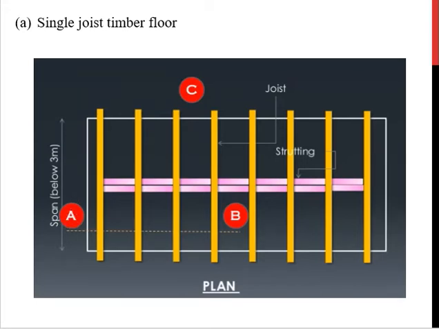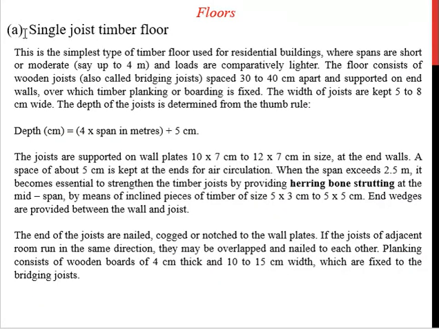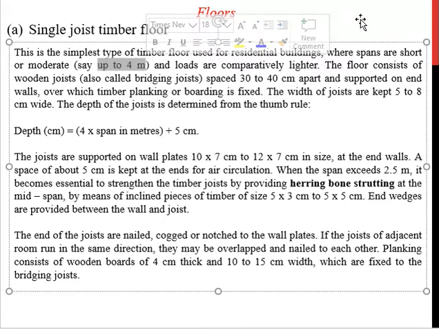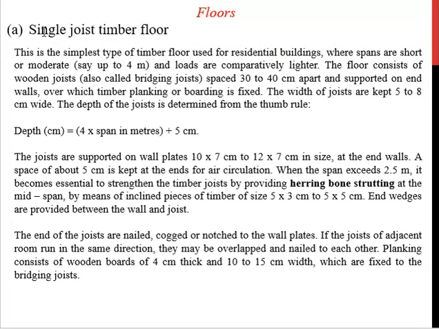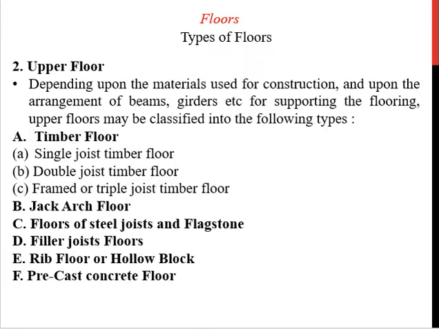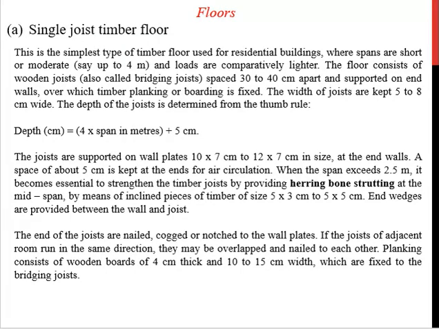If you go into the specification of this single joist timber floor, then you will find that this short span length should always be less than 4 meter. If that's the case, then only we will go for single joist flooring. If it is greater than 4 meter, let's say 6 meter, 7 meter, then we will go for the double or the triple joist type of floor. So at first we will go to the single joist type of timber floor.